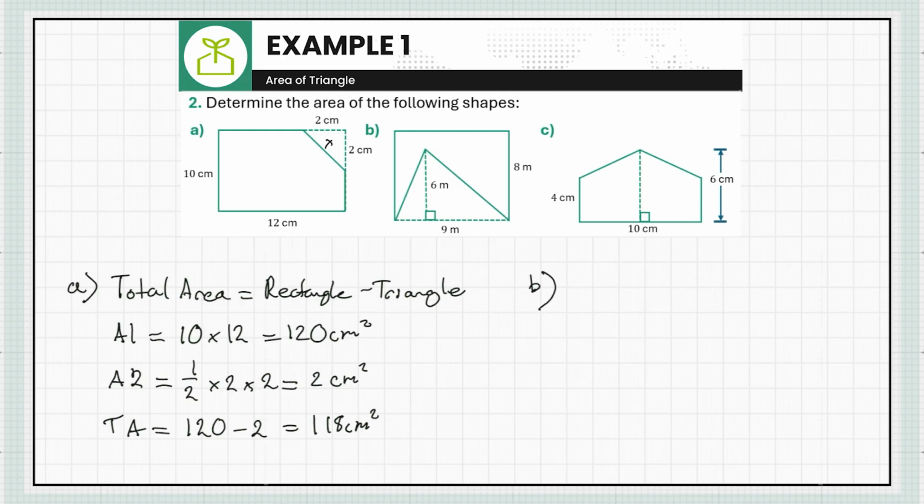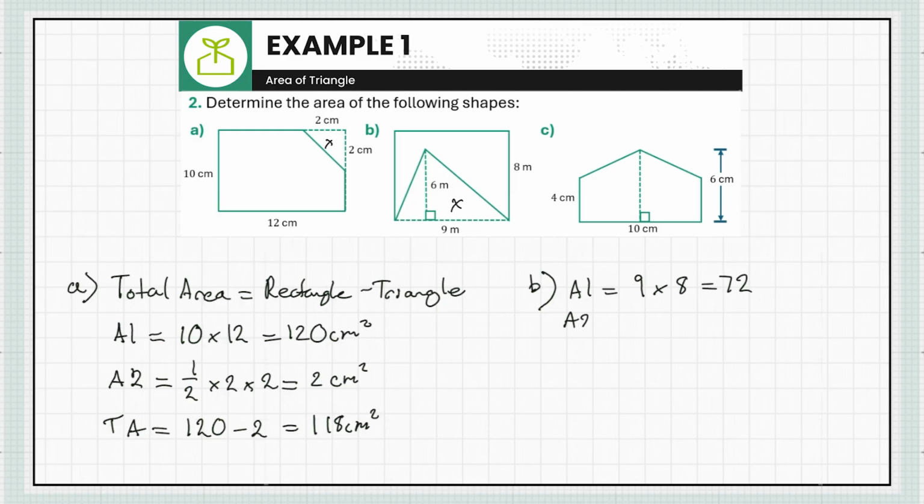Alright, let's look at B. Now B is the same idea, it's just a large rectangle, and we're just taking away this triangle in the middle. So let's get started with that. First up, our rectangle. So A1 is going to be equal to 9 times 8, and that just equals 72.